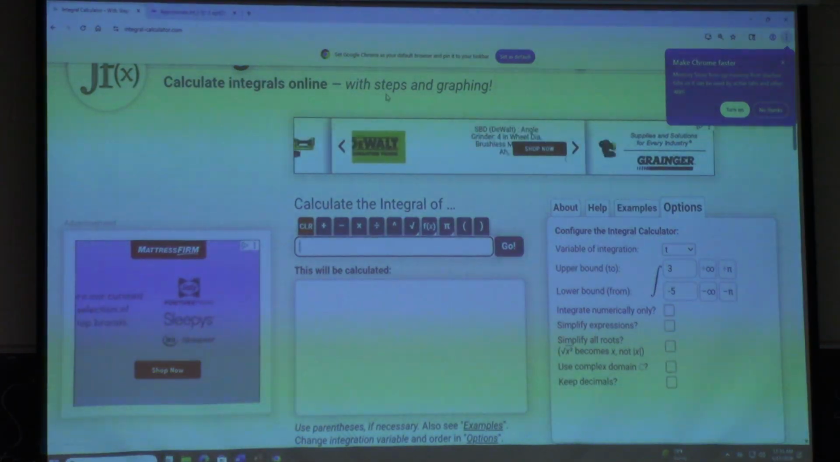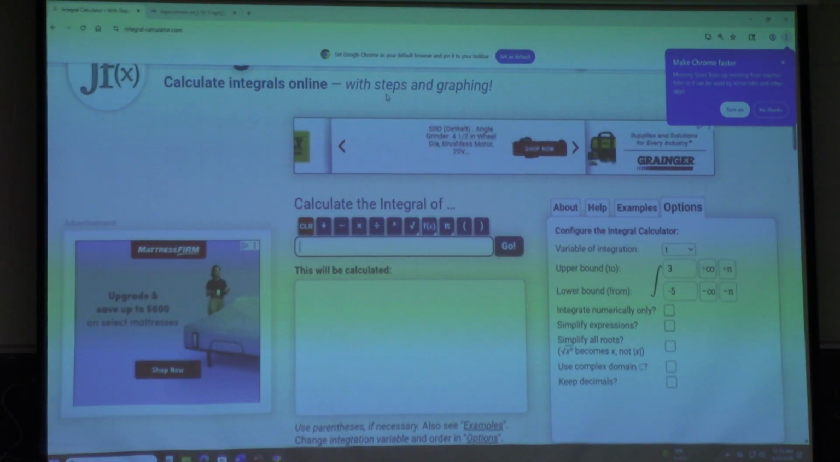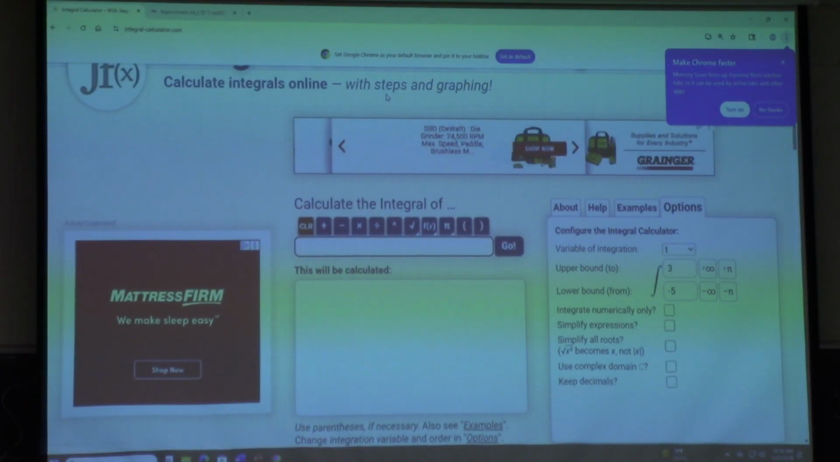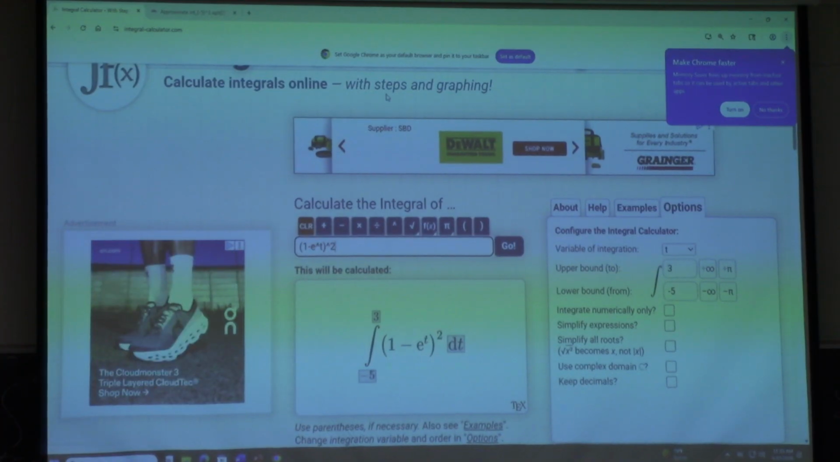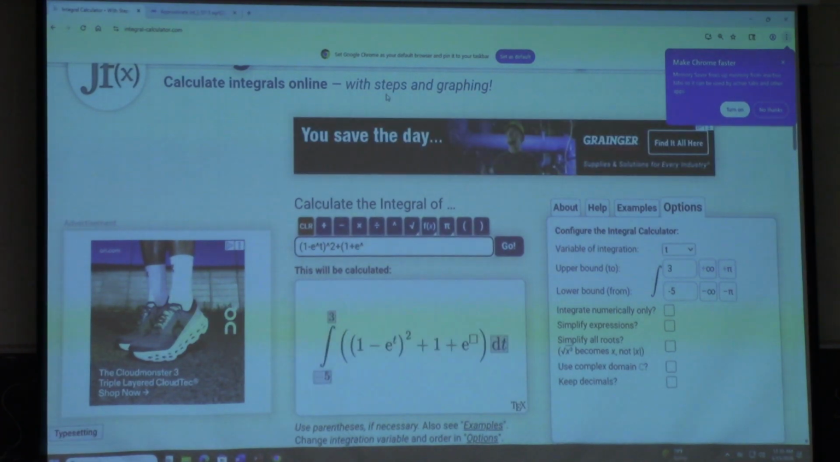And we're going to make the computer do all the work. So again, I'm not going to bother simplifying because the computer doesn't care about simplifying. So our function is the square root of (1 minus e to the t) squared plus (1 plus e to the t) squared.